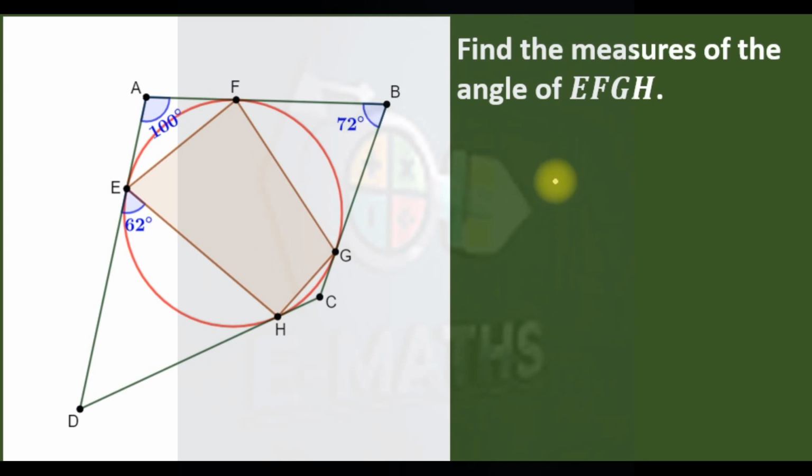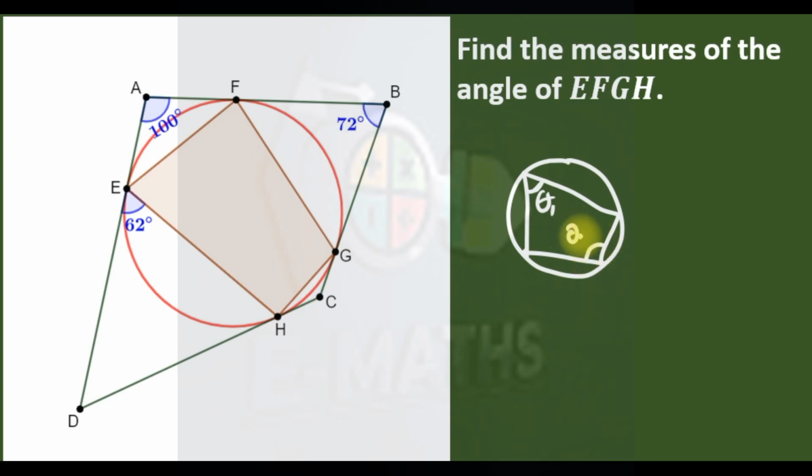The first one is what we call a cyclic quadrilateral. If you have a circle and a quadrilateral inscribed in it, with all the vertices on the circumference, it's called a cyclic quadrilateral, and the opposite angles of a cyclic quadrilateral are supplementary. So if you add theta 1 and theta 2, it's always 180. So that's the first thing.